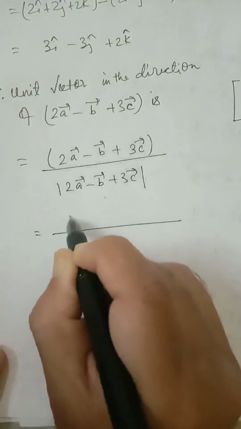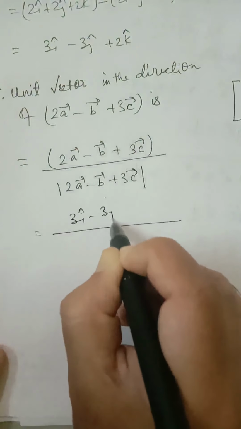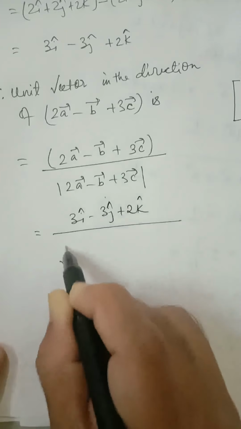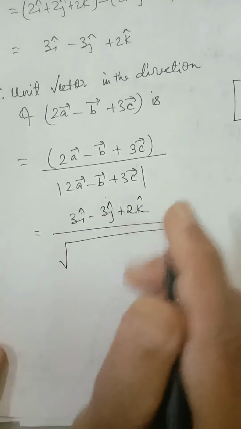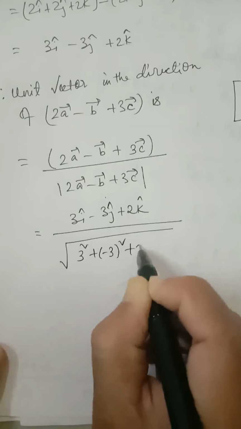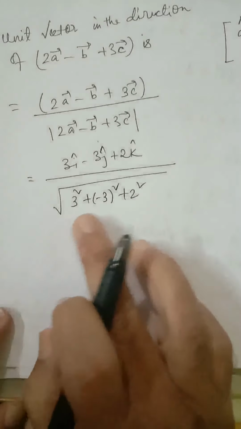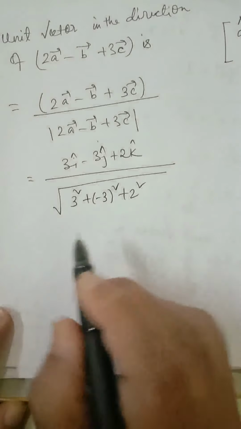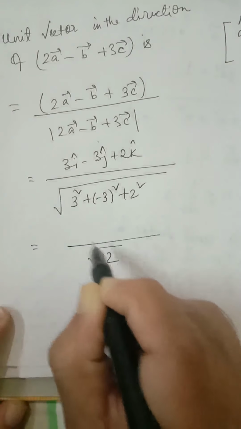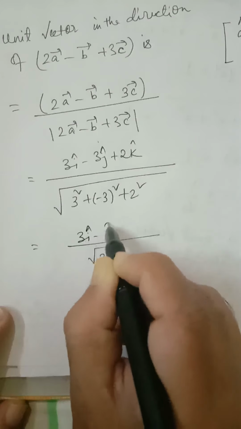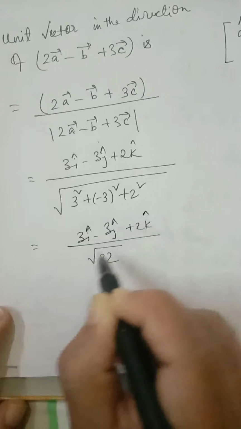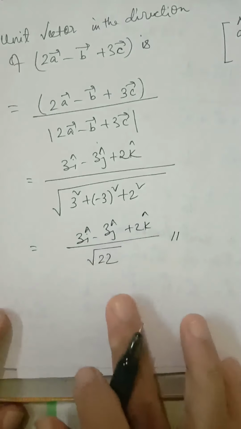So it will be 3i minus 3j plus 2k by root over its modulus. So it will be 3 square, 3 square, 2 square: 9 plus 9, 18, 18 plus 4, 22. So it will be root over 22. This will be 3i minus 3j plus 2k by root 22. This is the required vector.